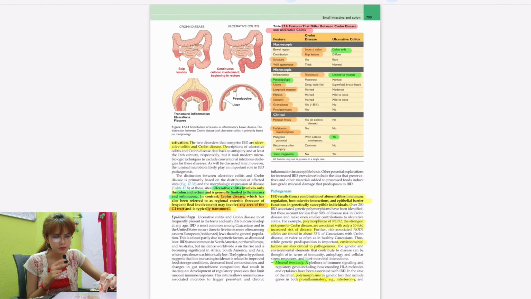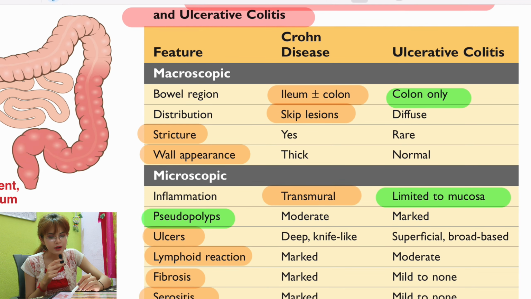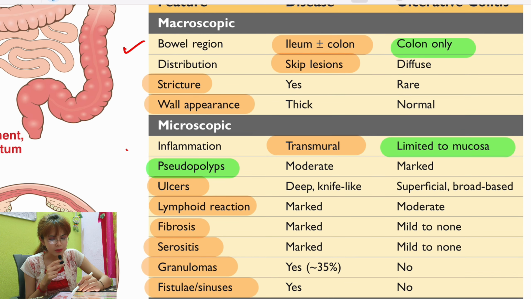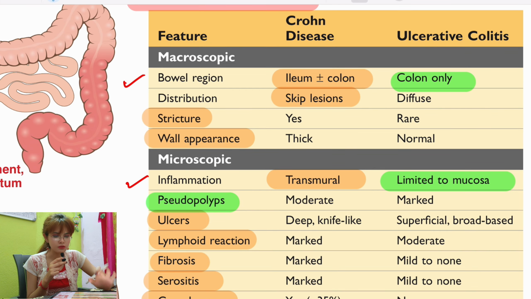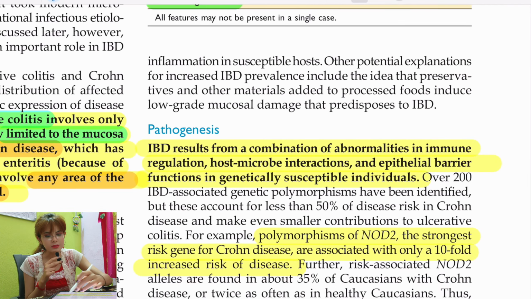Okay. As and when I discuss these points, I'm just going to put a tick mark here. We are done with this point that the involvement area is colon only in case of ulcerative colitis, but it is colon and ileum. Basically, it involves almost any part of the GI tract in case of Crohn's disease. And I've also mentioned the inflammation, which is transmural in case of Crohn's disease and limited to mucosa in case of UC. Now, what is the pathogenesis?